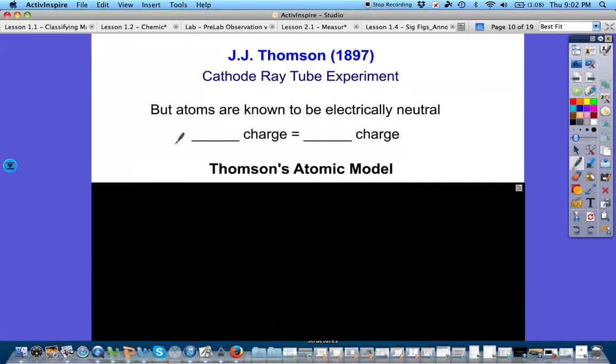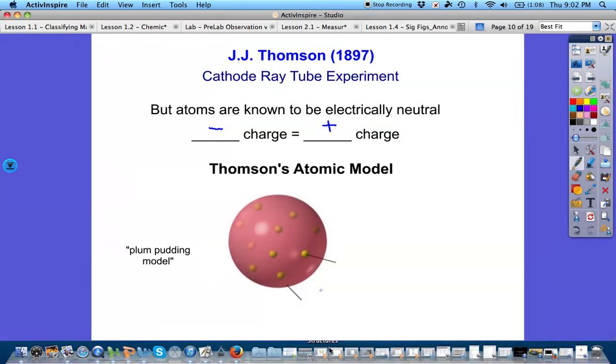So J.J. Thomson said, well, I know atoms are electrically neutral, so that negative charge has to equal the positive charge in the atom in order to cancel it out. So Thomson's atomic model is a sphere, and these yellow dots, those are the electrons. And then the rest of it is a positively charged mass.